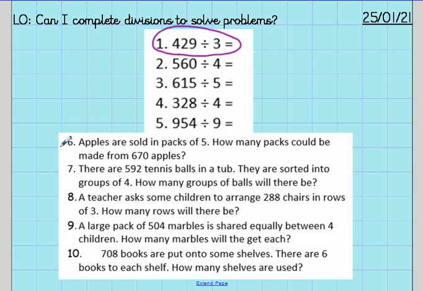Have a go at the questions. Send in your answers to Class Dojo, and let's see if we can refresh, recap, and remind ourselves how to do division with a bus stop.